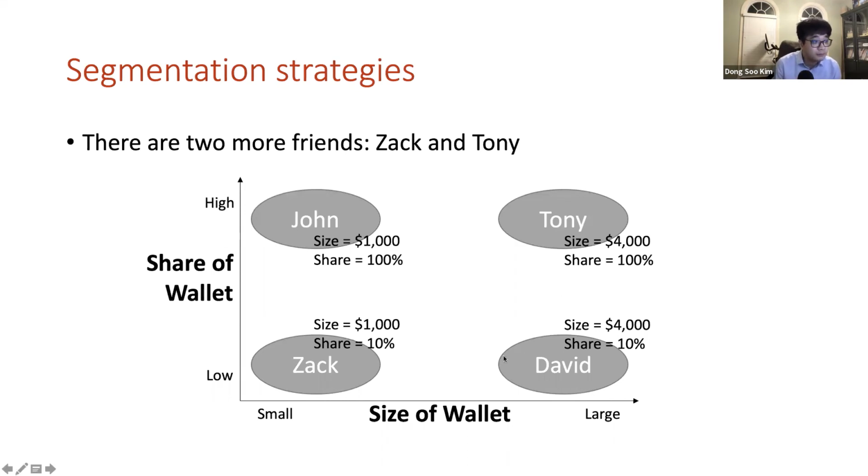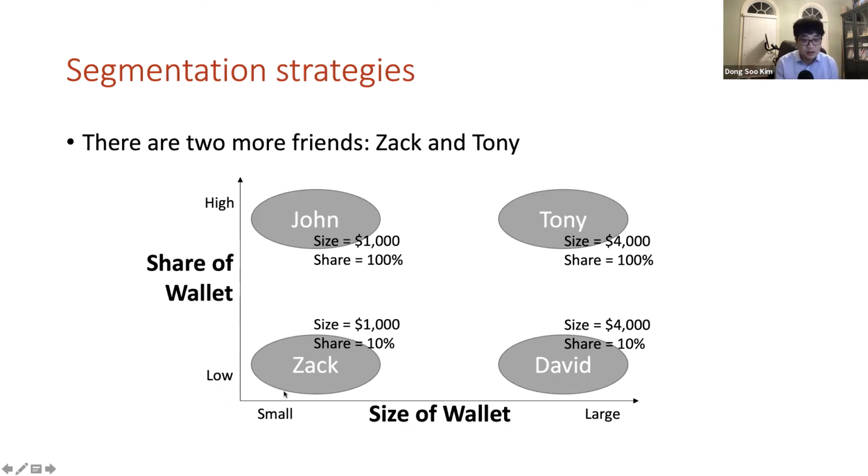And David is here, on the other side in both size of wallet and share of wallet. And here's Tony. He spends as much as David does, but always at Kroger like John. So his size of wallet and share of wallet both are high. But Zach's budget is as small as John's, and he rarely visits Kroger for grocery shopping like David. So his size of wallet and share of wallet both are low.